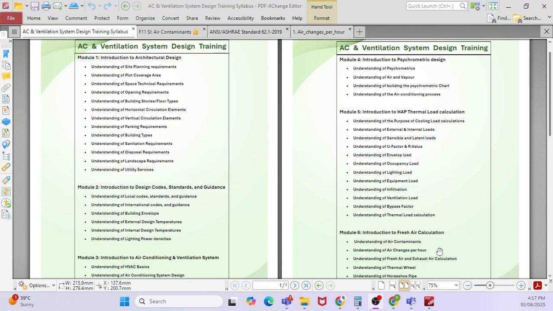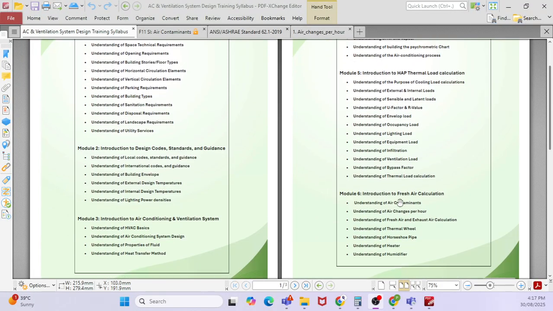See here, you can see that Module 6 is the introduction to fresh air calculation. So here, what are all the things we will discuss? We will discuss air contaminants, then air change per hour, then we will also understand how to calculate fresh air and exhaust air, then the understanding of the thermal wheel, horseshoe pipe, then heater and humidifier. Okay, first of all, why is fresh air required?